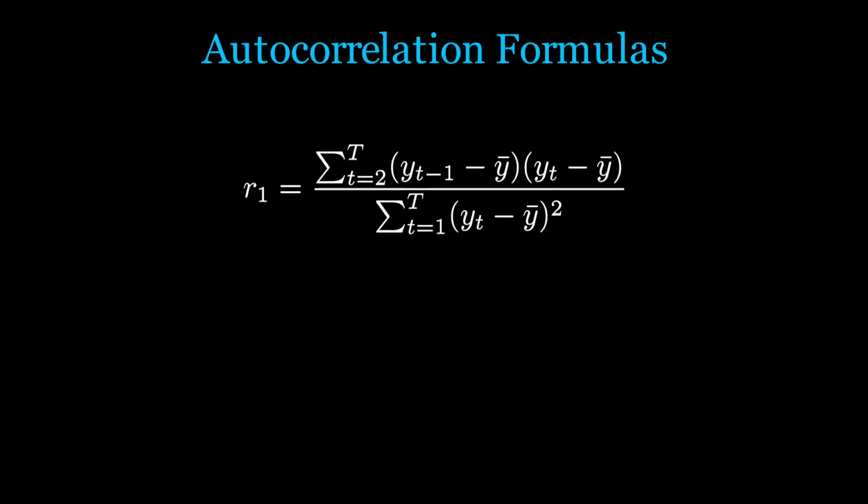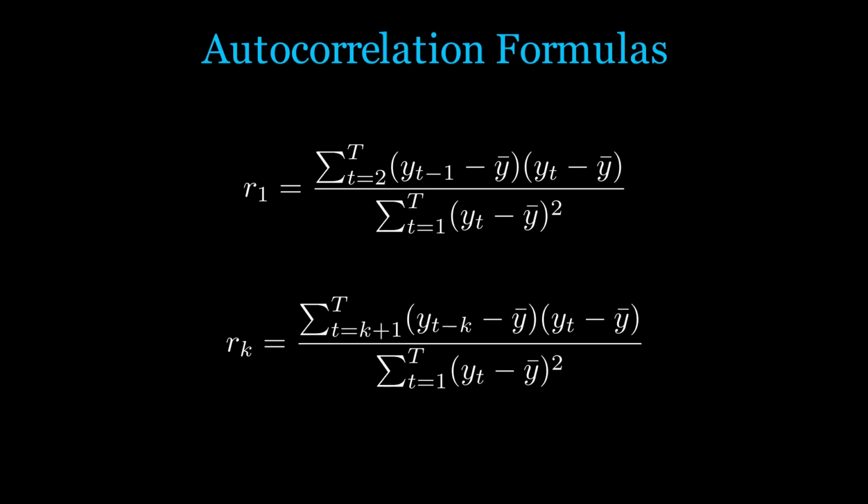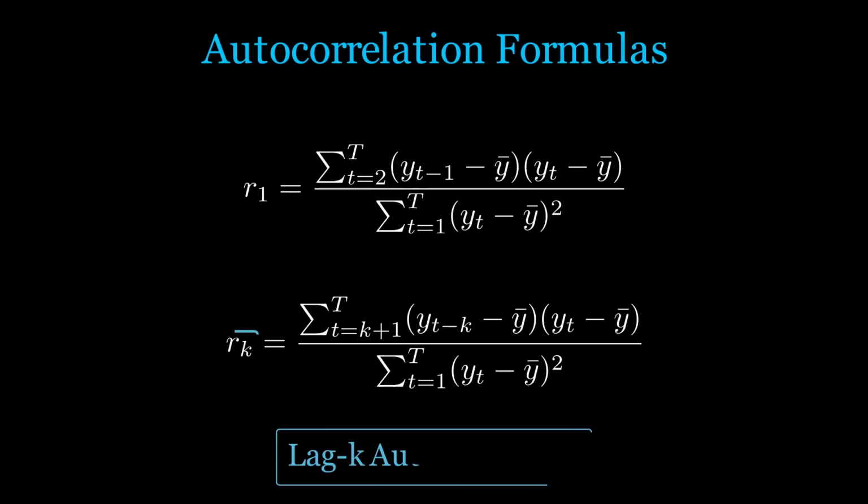We can generalize this concept to any arbitrary lag k by replacing y_{t-1} with y_{t-k}. This gives us the general formula for the lag k autocorrelation statistic. So how do we interpret these statistics visually?